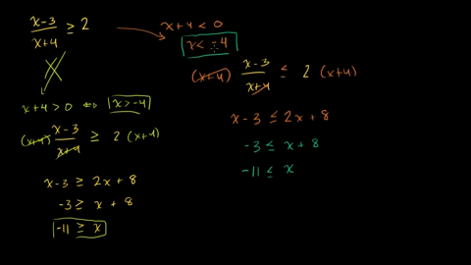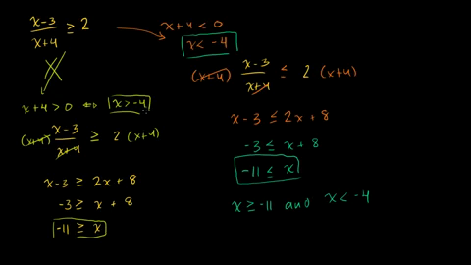If x is less than minus 4, in order for this equation to hold up, x also has to be greater than minus 11. And this is actually possible. We can rewrite this: x is greater than or equal to minus 11, I just swap the two sides. And x has to be less than minus 4.